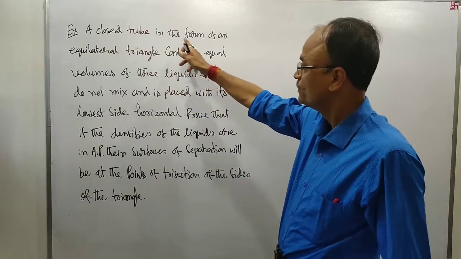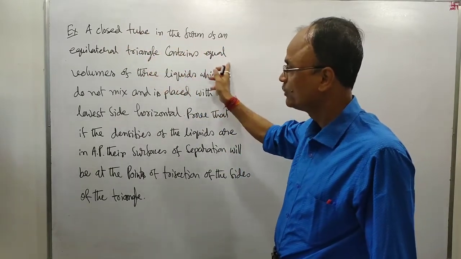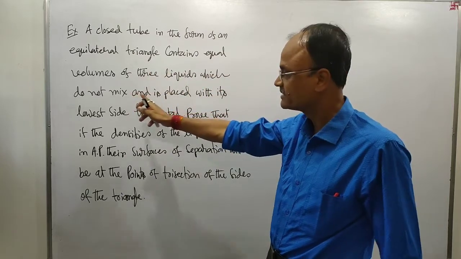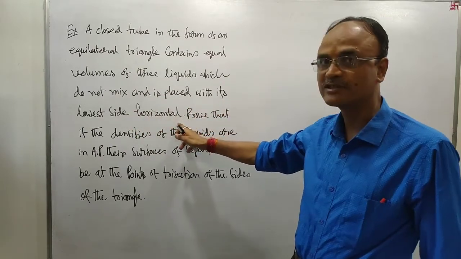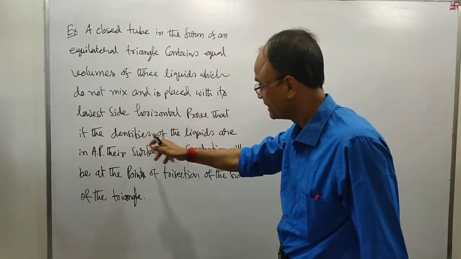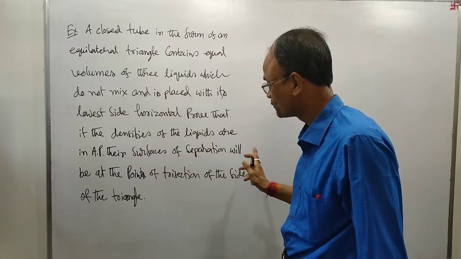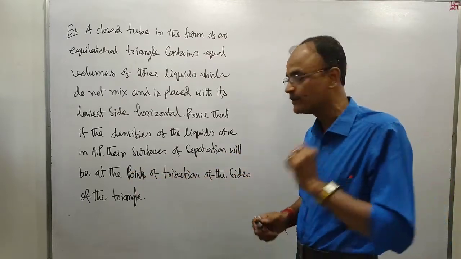A closed tube in the form of an equilateral triangle contains equal volumes of three liquids which do not mix and is placed with its lowest side horizontal. Prove that if the densities of the liquids are in AP, their surfaces of separation will be at the points of trisection of the sides of the triangle.